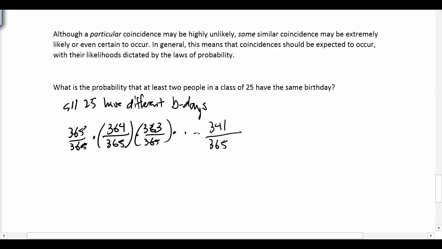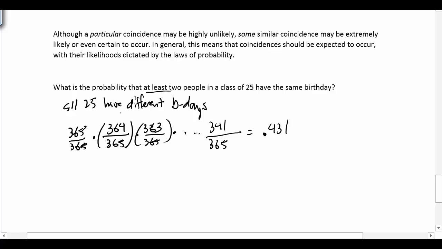Okay, so we could type that in a calculator and we end up with about 0.431. Now, why is that useful? That basically says that in a given room, the likelihood that all 25 people have different birthdays works out to be about 43%. So what's the likelihood that at least 2 people in the class have the same birthday?